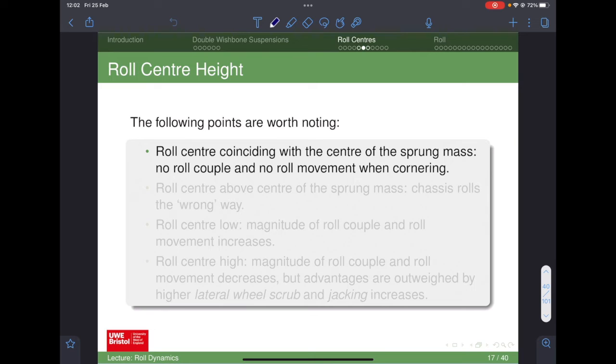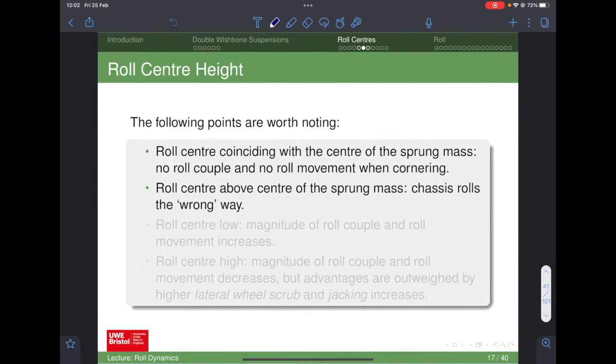Okay, so these are the points worth noting about roll centre height. If it's coincident with the centre of the sprung mass, clearly there's no roll couple being generated because there's no distance between the two. So the roll movement is minimal. But there's an issue with that.